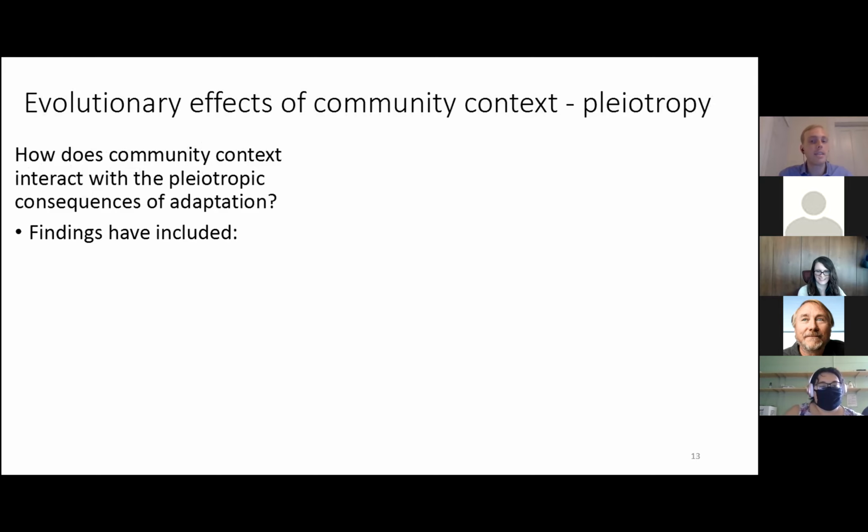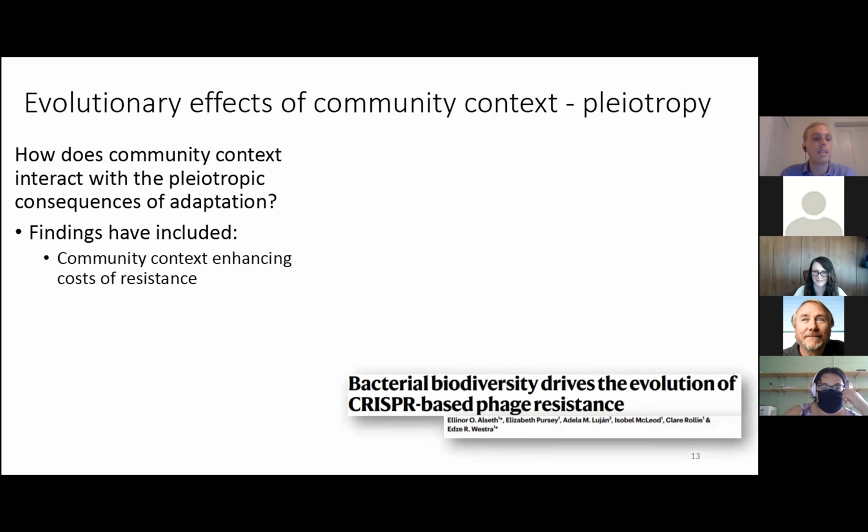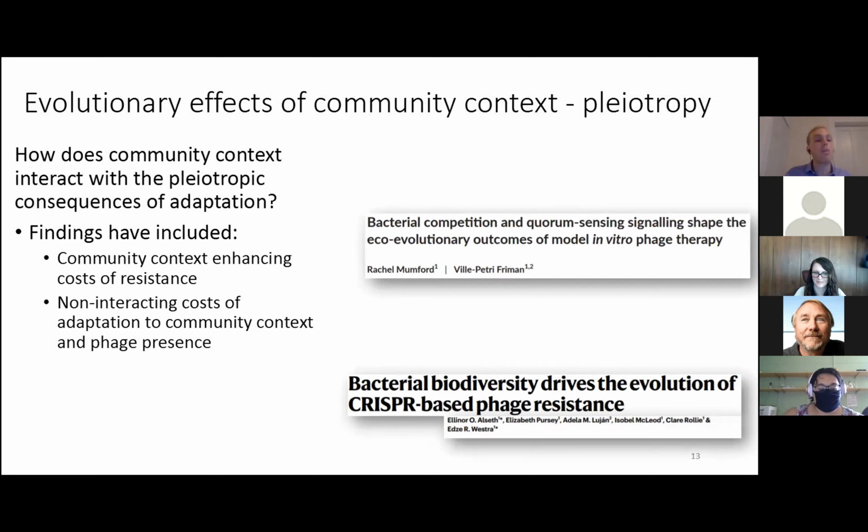So findings in this trade-off, trade-up space have included things like community context enhancing the costs of evolving resistance, cost being here measured as competitive fitness, growth, things like non-interacting costs, where Mumford and Freeman observed that adaptation to a community carried costs, adaptation to phages carried costs, but these costs tended to not interact. They just combined additively.